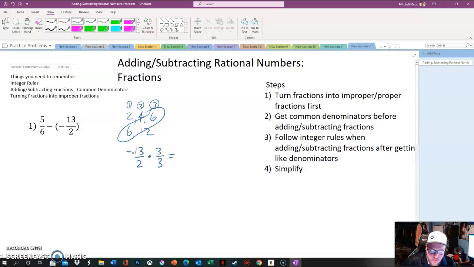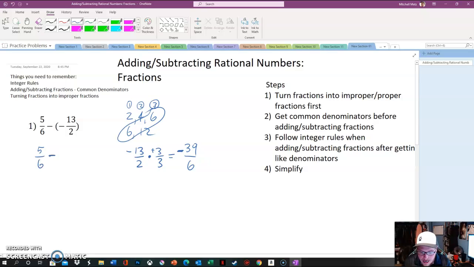So now we're just going to multiply across. So ignore the negative until last. So 13 times 3, that's 39. And then 2 times 3 is 6. Now, you just have to think back to your integers. A negative number times a positive number, so remember this is positive, is going to be negative. Different signs multiplied will equal a negative always. Different signs equals negative.